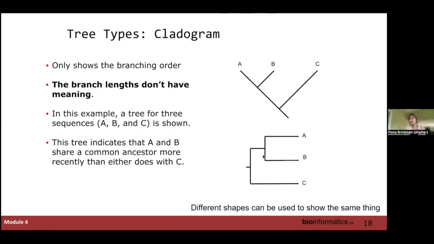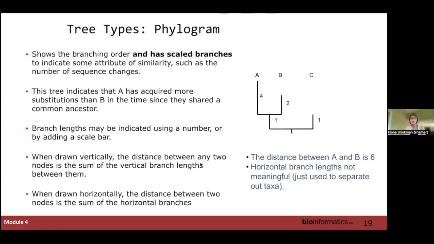But basically, this tree is just showing it horizontally, which can be useful just for putting the names nicely and making it easy to see, versus here, you know, you sort of have to stick them upwards or sideways a bit. It depends on what your interest is and what size of tree you're showing. So phylogram is the other kind of tree. This has scaled branches that indicate some sort of attribute of similarity, such as a number of sequence changes.